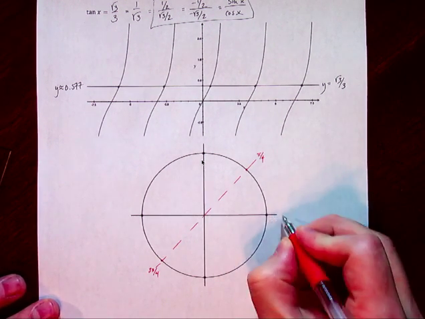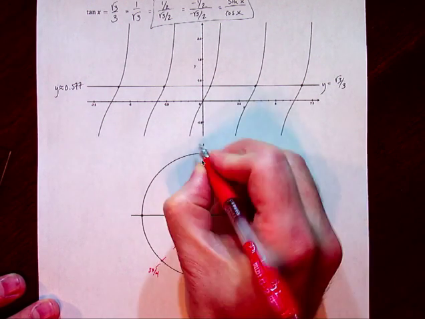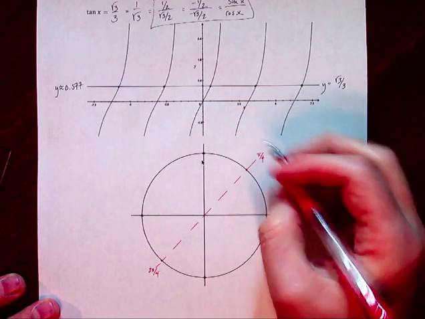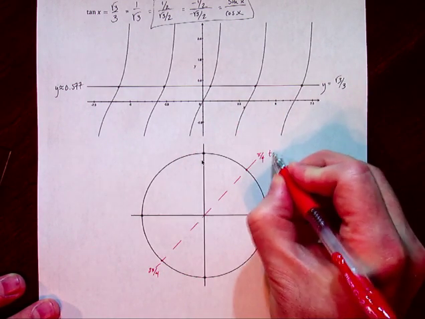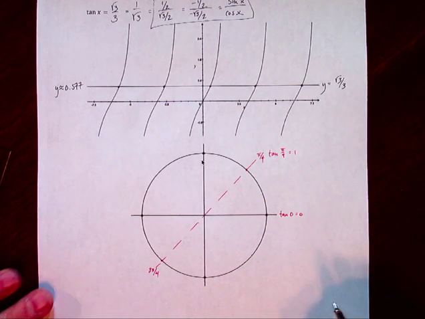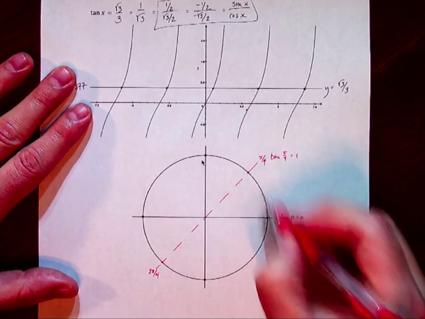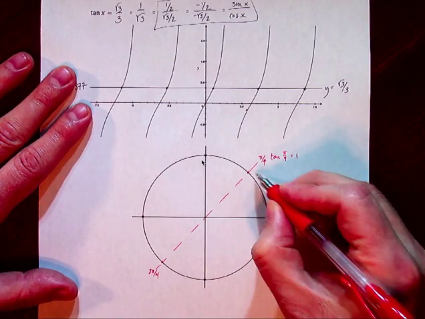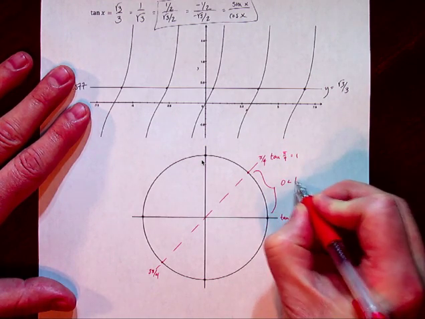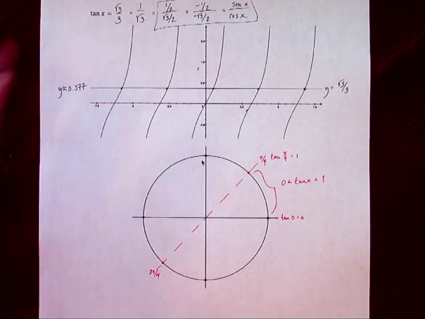Tangent of 0 is 0. Tangent of pi over 2 is basically undefined. But right here, tangent of pi over 4 is 1. So if you're looking for a ratio that is between 0 and 1, you're looking for tangent in here, okay? So in here, you're going to have a tangent ratio between 0 and 1.